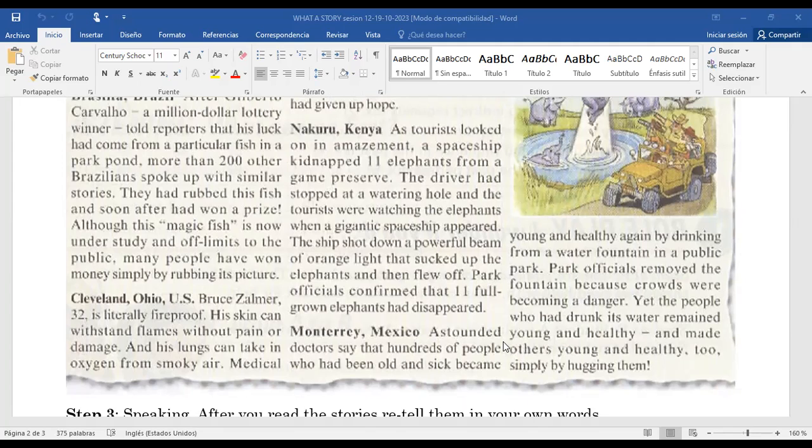Okay, guys, good job. I advise you to continue reading, and you're on the right path, I mean, on the right camino, with your English. Congratulations.